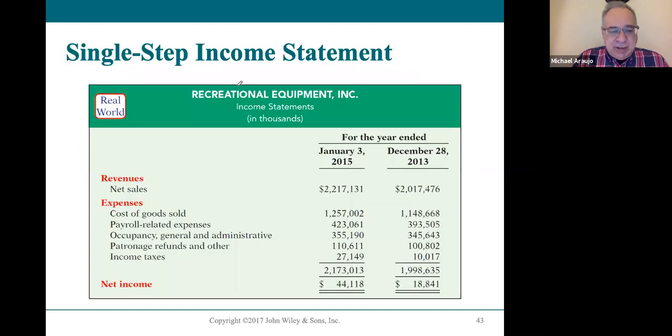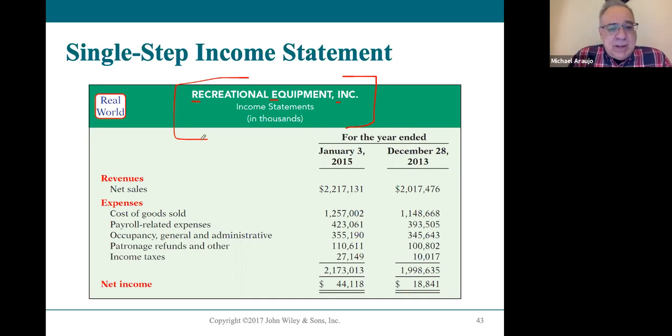So here is a single step income statement for the corporation that's part of your book here, Recreational Equipment Incorporated, or REI. It's a company like Dick's Sporting Goods, Modell's, Cabela's, that type of a sporting goods store, outdoors plus sports. And so that's what they are. I don't think they have any stores in this area. I've been in one up in the Boston metropolitan area, but I haven't really seen them around much in this area.